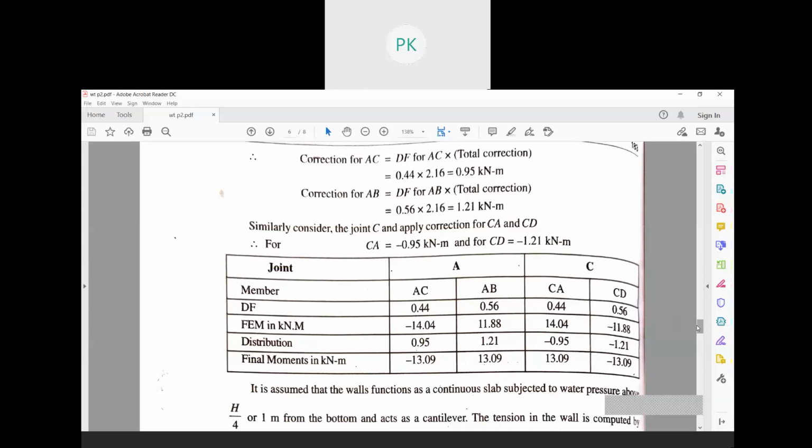So as usual, this is the moment distribution table. First row joints, second row members, and we have the distribution factor for each member, and FEM is also known for each member. Next, the distribution factor is nothing but the correction factors that we have calculated. Apply that correction factor, and directly you will be able to obtain the final end moments in kilonewton meter.